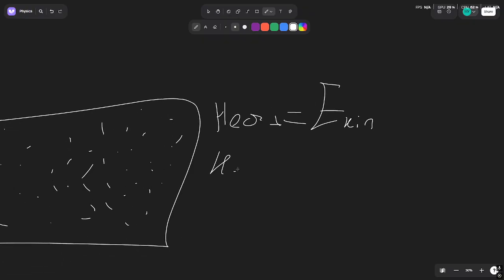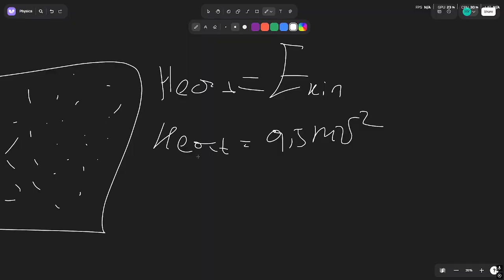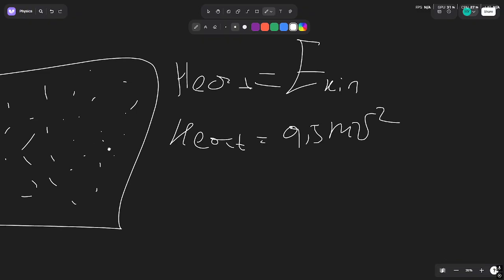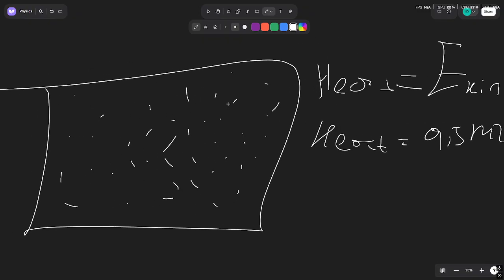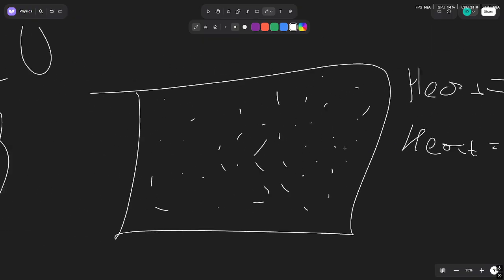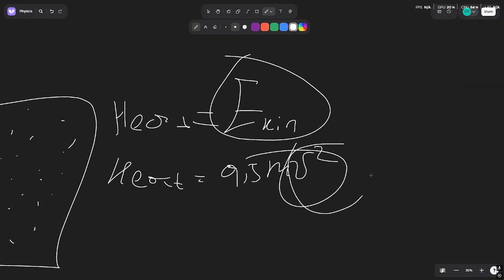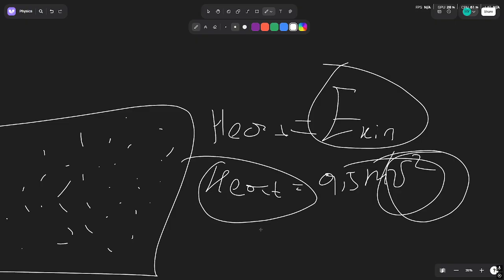So therefore, heat equals 0.5 mv squared. So then how do you think the heat works? Sure, it moves molecules, right? So due to velocity, it moves molecules. So higher energy, higher velocity means higher heat.